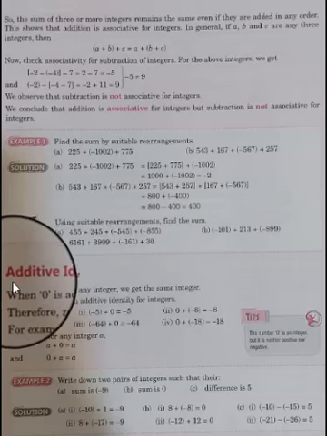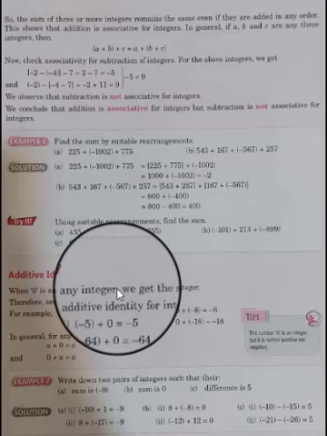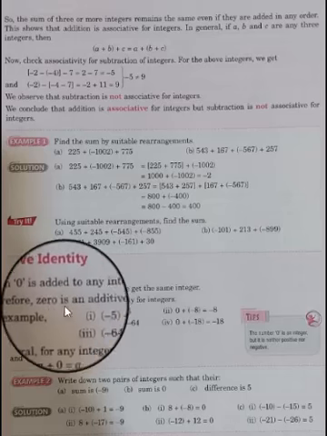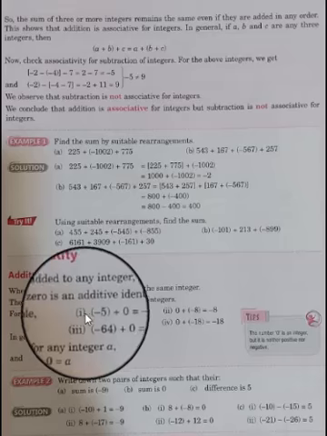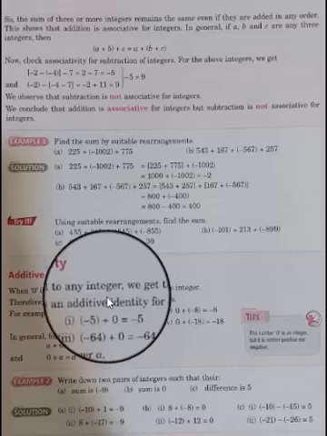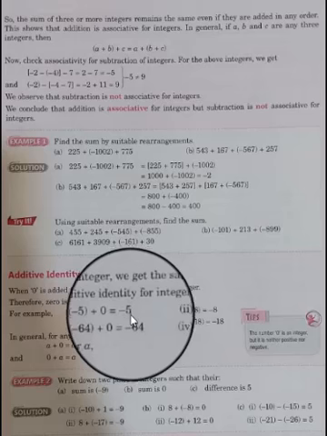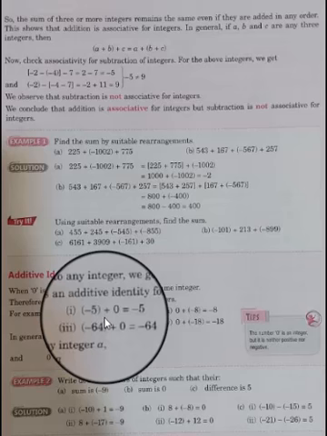Now we'll come to the next heading, additive identity. When 0 is added to any integer, we get the same integer. Therefore 0 is said to be an additive identity. That means it doesn't affect the number, so the number's identity remains the same. Therefore 0 is said to be the identity for addition.